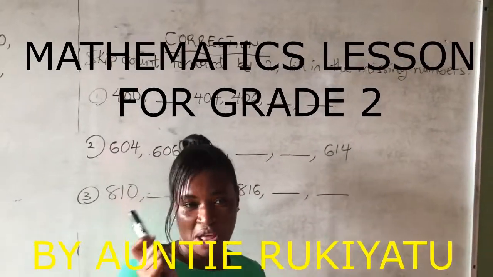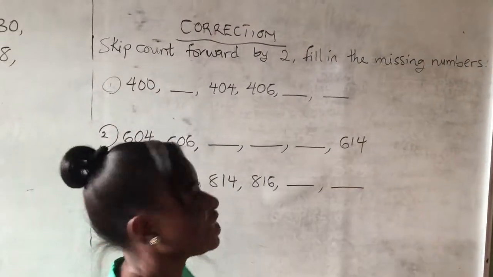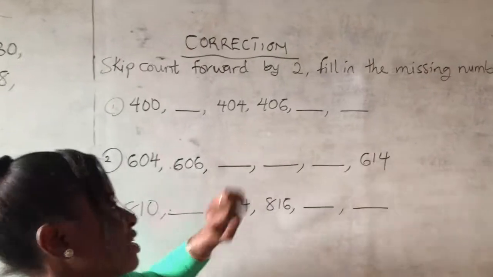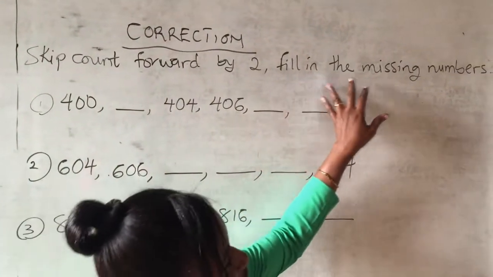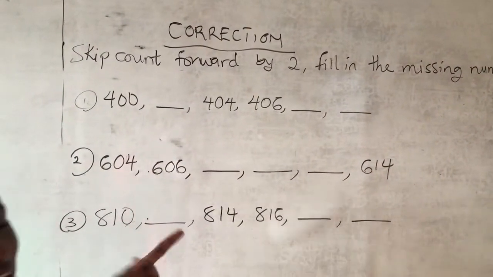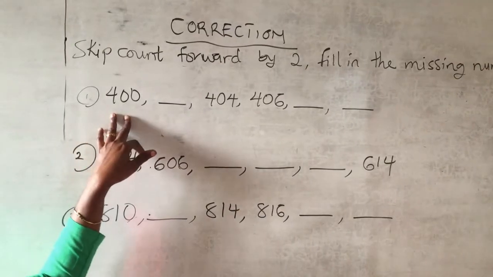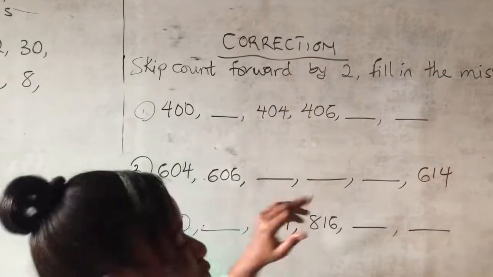I know you had a wonderful time with your assignments the last time. Now let's look at the correction for your previous exercise. We are to skip count forward by 2 to fill in the missing numbers that we have. We are skip counting forward, right? Now, remember, in skip counting forward, you add 2 because we are counting by 2. So we are adding 2.